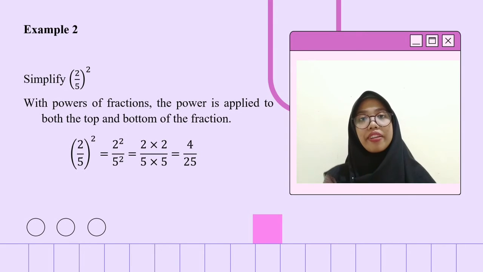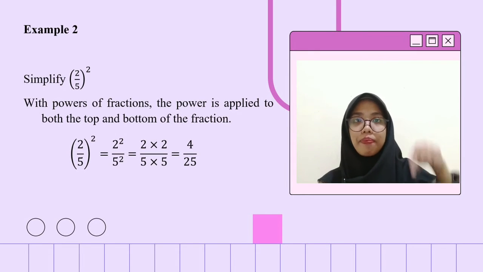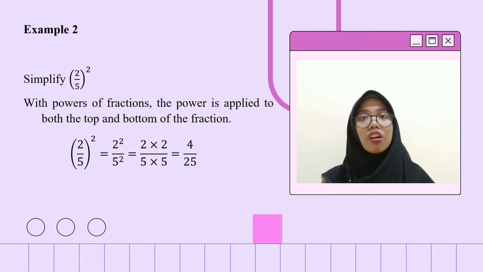Example 2. Simplify 2 over 5 square. With powers of fractions, the power is applied to both the top and the bottom of the fraction. So 2 over 5 square equals 2 square over 5 square. 2 times 2 equals 4 and 5 times 5 equals 25. And then 2 over 5 square equals 4 over 25.